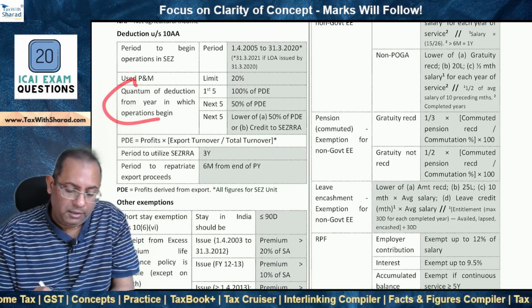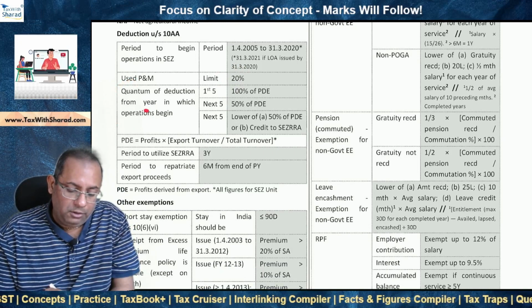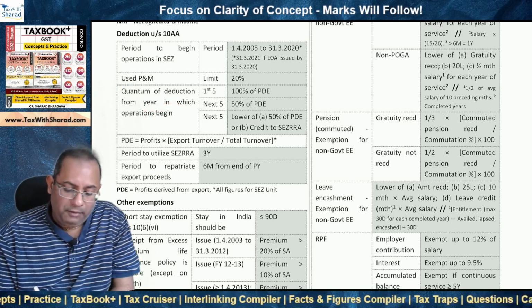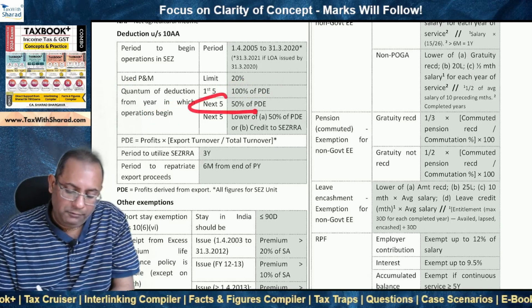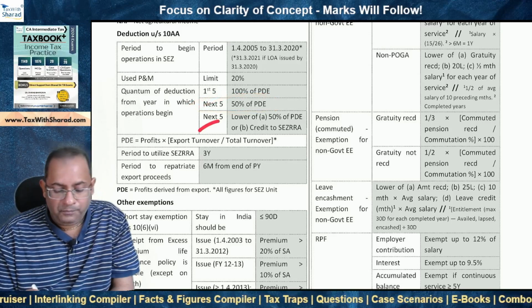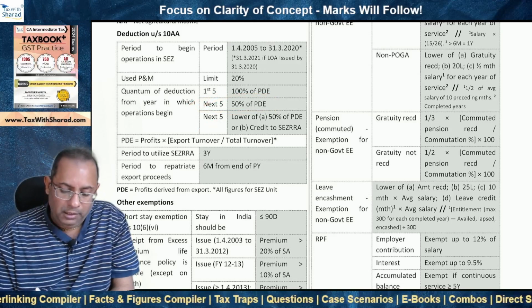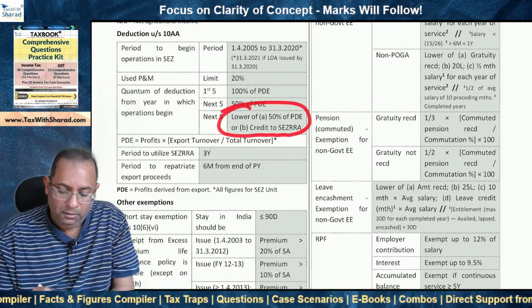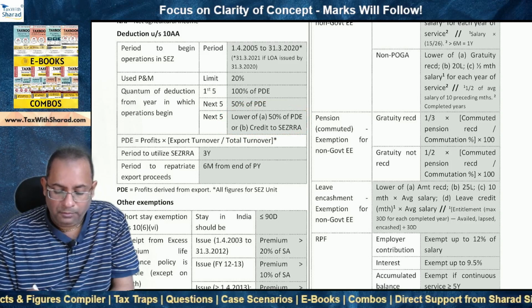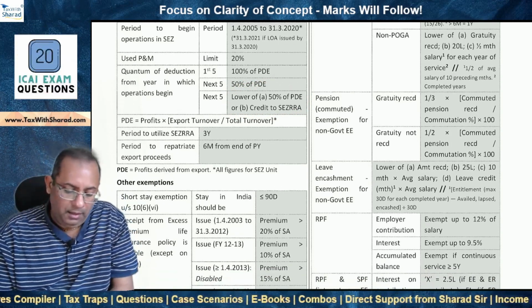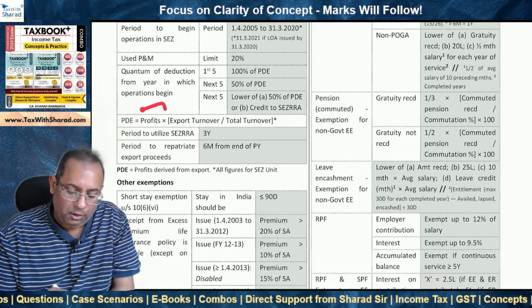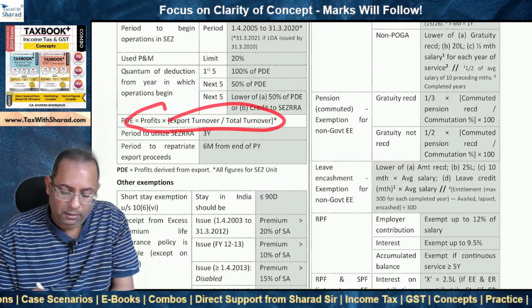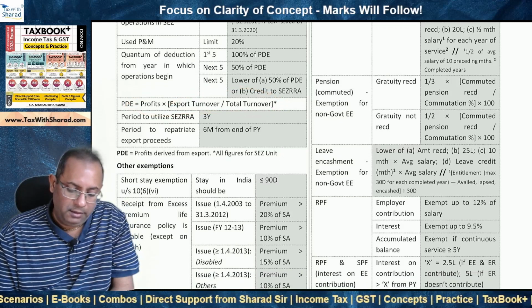What is the quantum of deduction? It is from the year in which the operations begin. For the first 5 years, it is 100% of profit derived from export, PDE. Next 5 years, 50% of PDE. And then subsequent 5 years, it is the lower of 50% of PDE or credit to Special Economic Zone RRA account. Profit derived from export is profits into export turnover divided by total turnover, and all the figures should be for the SEZ unit.